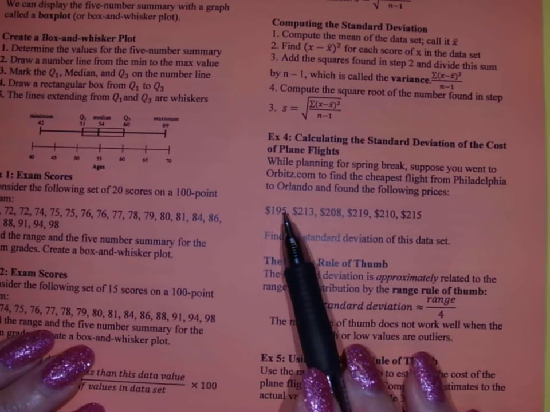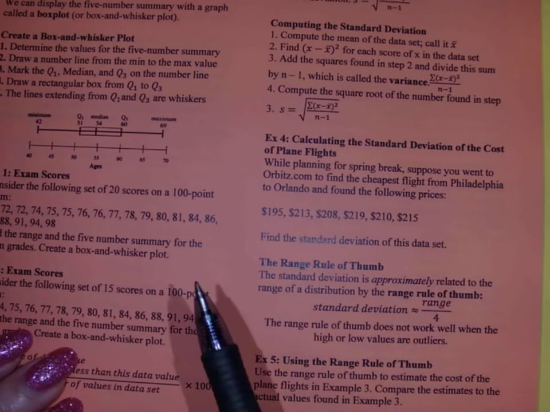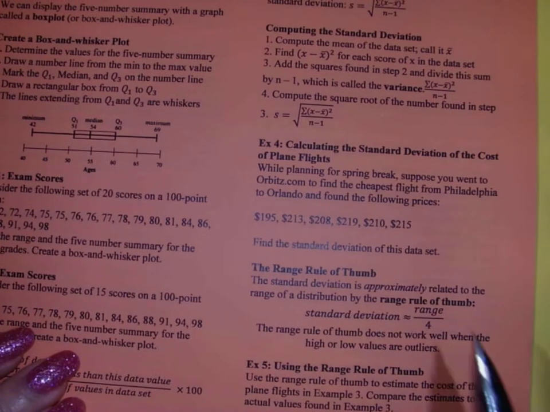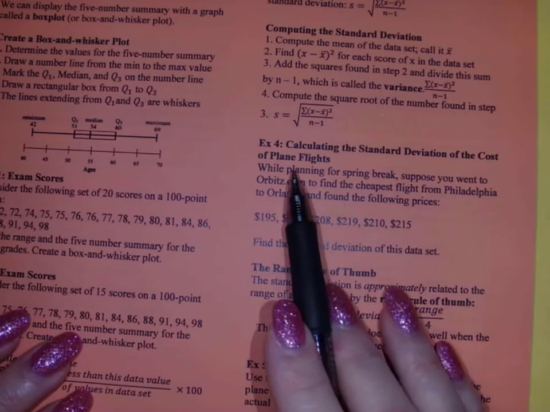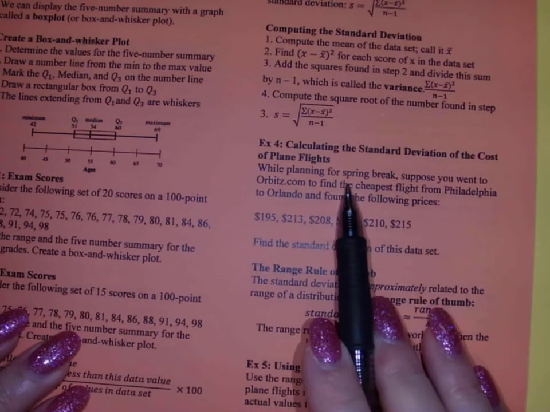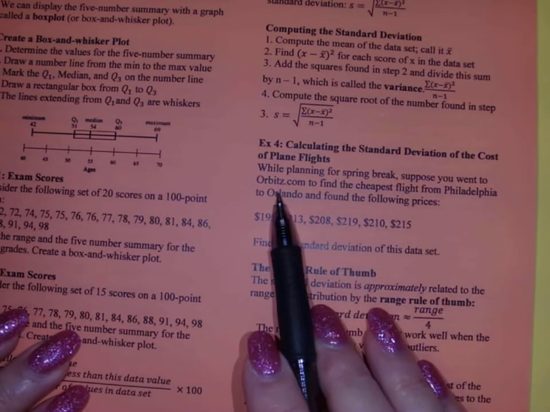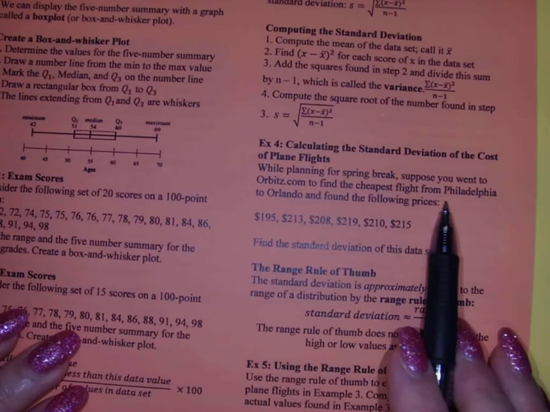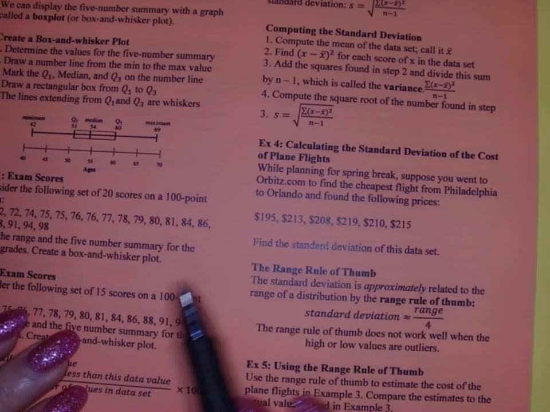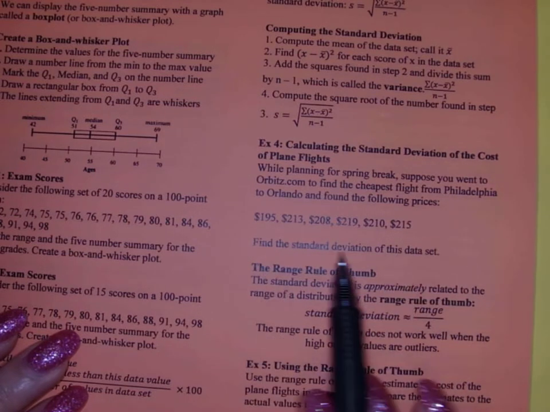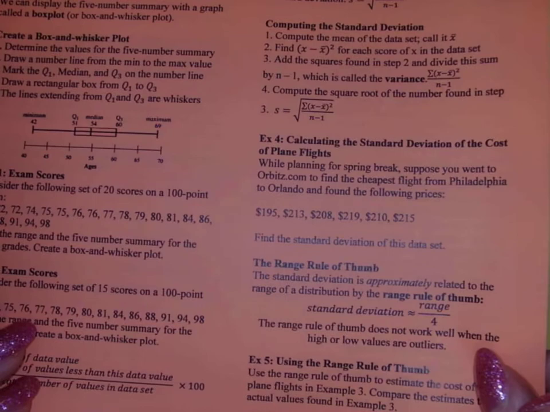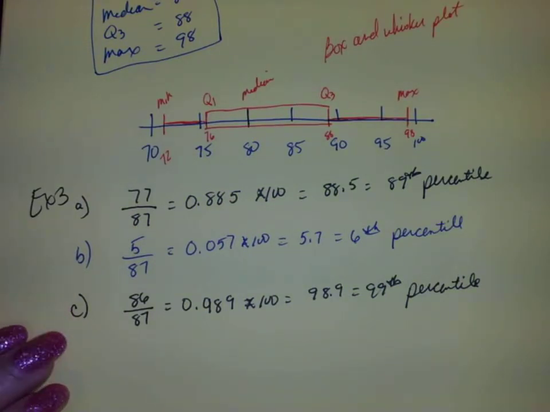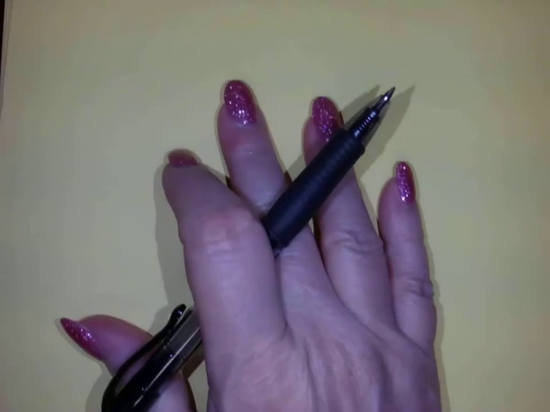All right, so we've got a small set of values here, and we're talking about the cost of plane flights. While planning for spring break, suppose you went to orbitz.com and found the cheapest flight from Philadelphia to Orlando and found the following prices. We want to find the standard deviation of this data set. All right, so look at a new sheet because we're going to have a little bit of math here. So this will be example 4.